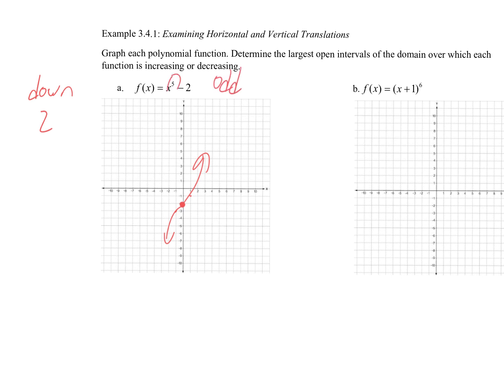This being an odd degree, this function is always increasing. So we will be increasing from negative infinity to positive infinity, which is the entire domain of this function. I was careful to make sure I got this point correct, (0, -2), which is that downward shift of 2. The next point is 1 space away, since 1 to the fifth power is still just 1. Then it increases exponentially faster. Roughly, this is what that graph looks like.